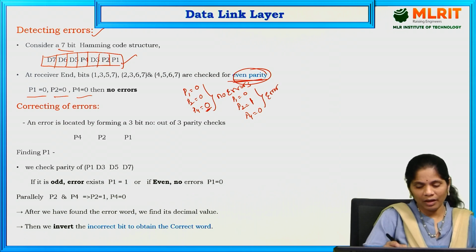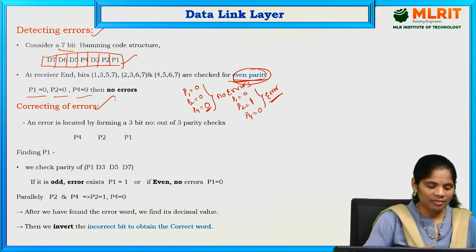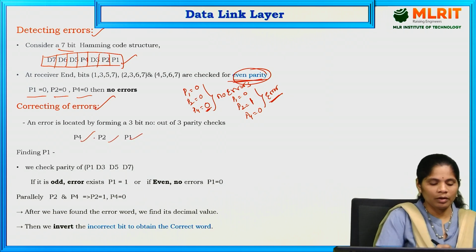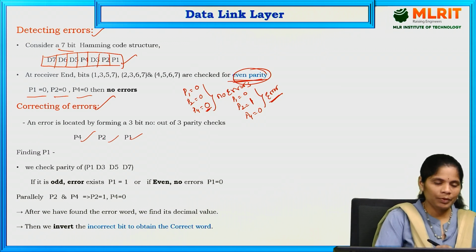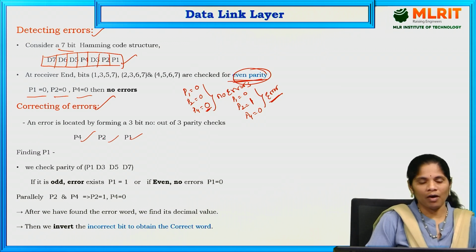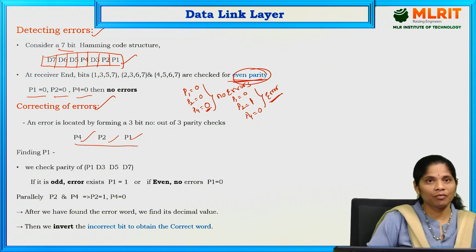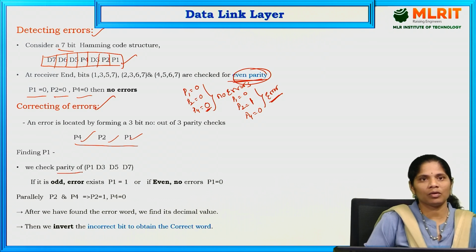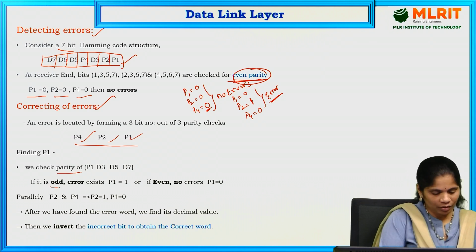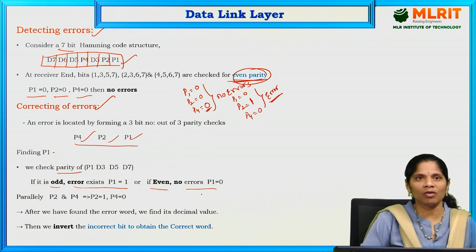So if the error is there, how does the receiver correct the error? The receiver already knows P1, P2, P4. If there is an error, the sum of the positions of the parity bits that are 1 gives the error position. If all are zeros, there is no error. For finding P1, P2, P4, we check the even parity only. If it is odd, an error exists. If it is even, there are no errors. This we already know.